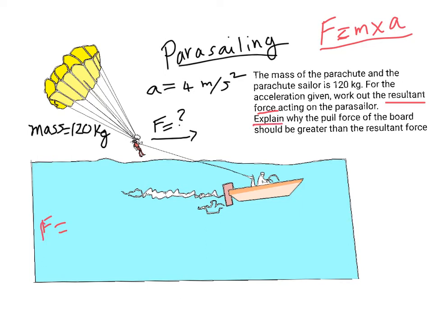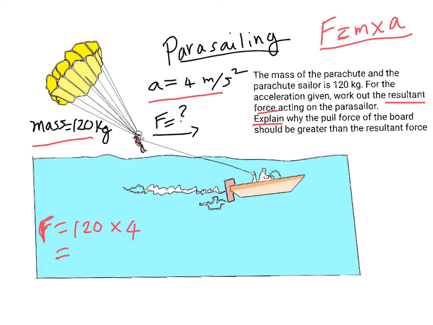Okay, so F would be now the mass of the parachute as well as the sailor, which is 120, times the acceleration given, which is 4 meters per second squared. It's a straightforward calculation, but only the second part is slightly complicated. So if you just work this out, you get 480 newtons. So that's what we're going to put there, 480 newtons. Okay, right, now this is the resultant force that we've just worked out, 480 newtons.